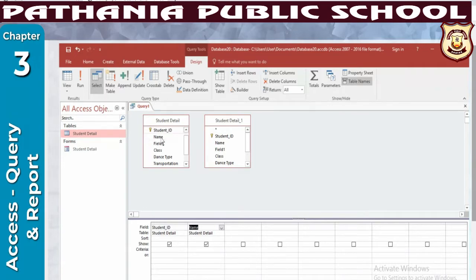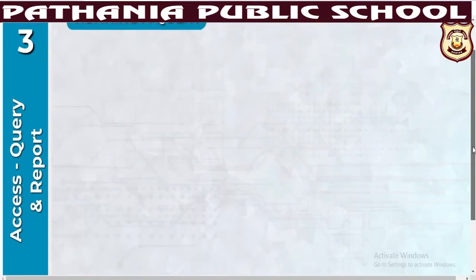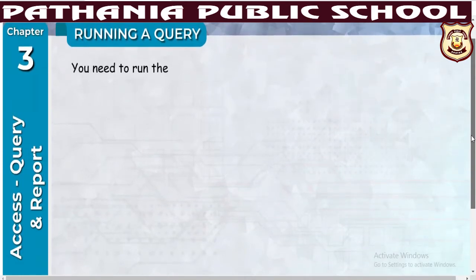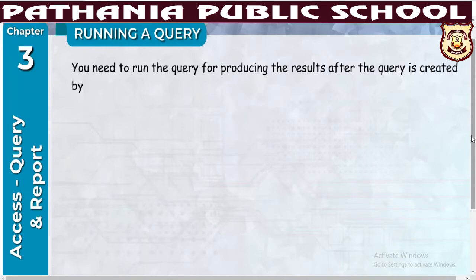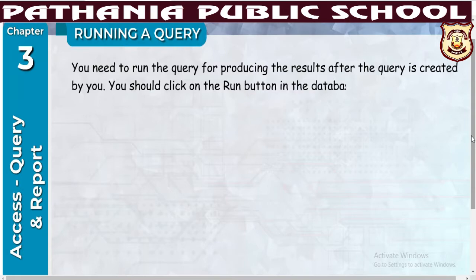The field is selected and the table that contains the field is displayed in this area. Repeat step 7 for each field you want to include in your query. You need to run the query to produce the results after the query is created. You should click on the Run button in the database toolbar to achieve this purpose.